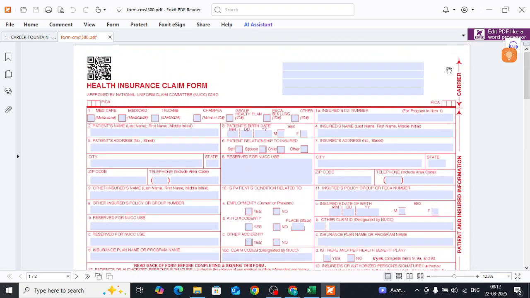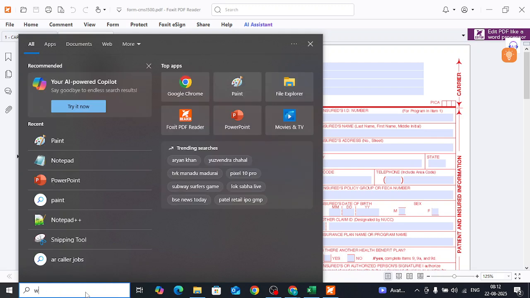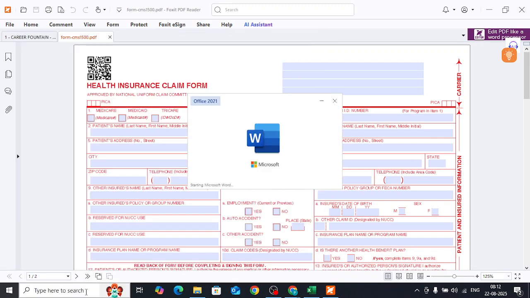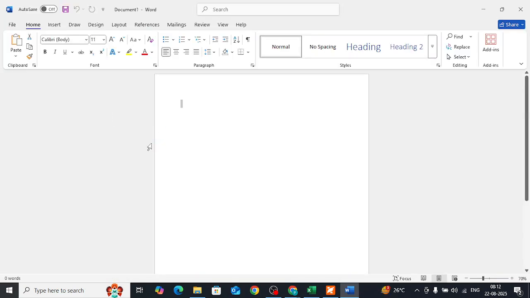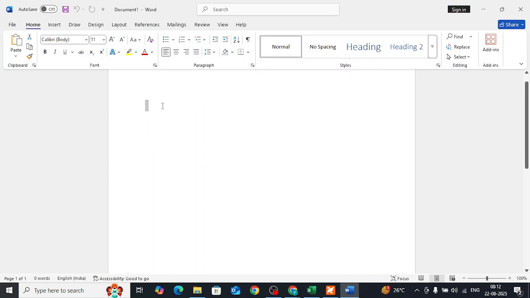Carrier means what? I'll create one additional note. Some additional points I'll mention here every day. What is meant by carrier? Carrier means insurance, also called payer.